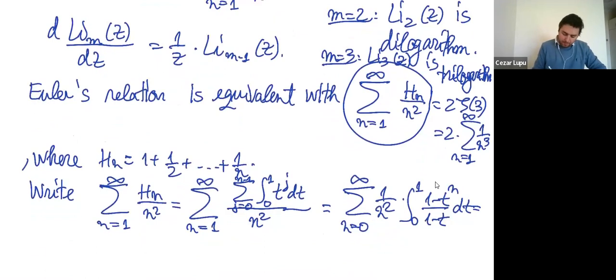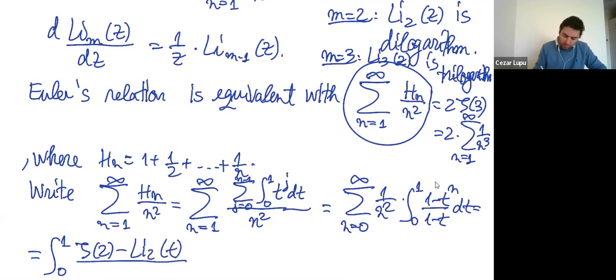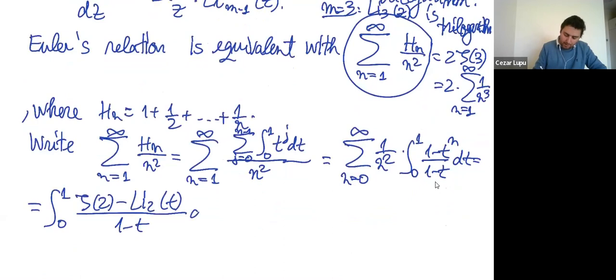So this guy here, if we want to write this as an integral, we can commute the infinite sum with the integral. So this would be the integral from 0 to 1 of zeta of 2 times, and now this guy here, 1 minus t to the n over 1 minus t. So we can write this as the logarithm of t over 1 minus t dt.